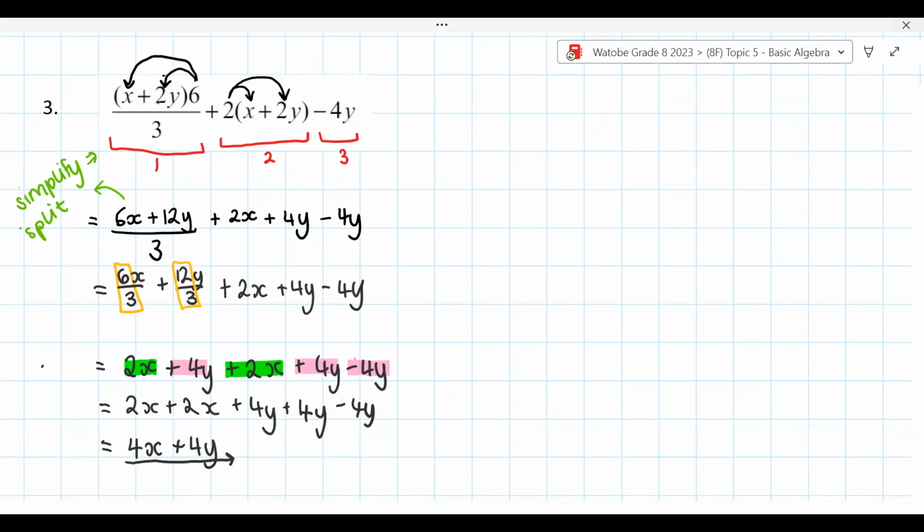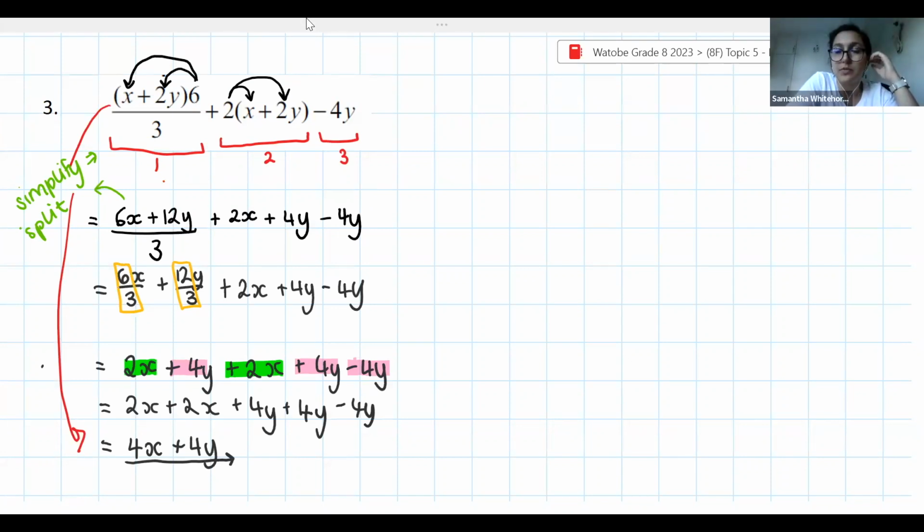And guys, remember, the goal is to simplify. So I have gone from this whole long complicated question to a nice simplified answer. And that is the entire goal of simplification. We want to take what we were given and make it simpler to understand. So again, identify your terms, simplify each of your terms, add and subtract your like terms.